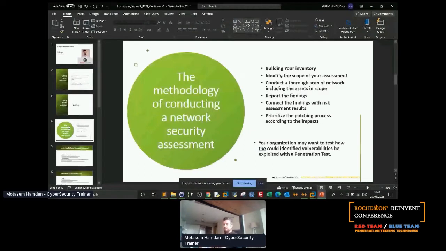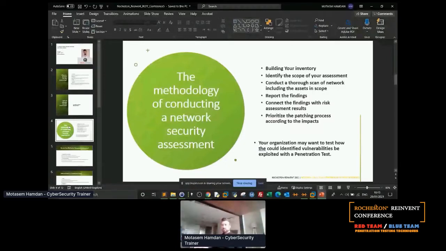As you can see, your organization may want to test how those identified vulnerabilities could be exploited with a penetration test. Now, the same organization who are requesting you to conduct an Nmap security assessment for them may be requesting you to conduct a penetration test as well. So what I have been talking about so far is vulnerability assessment, right? Your organization may request you to conduct a pen test to make sure and to prove that these vulnerabilities that you listed in the reports are actually exploitable, right? So you provide the proof of concept that yes, the vulnerabilities that I listed for you can be exploited, and here's the proof of concept. So I put a penetration testing in place.